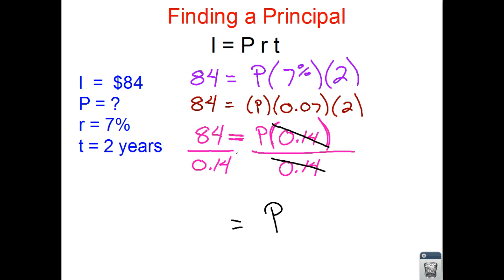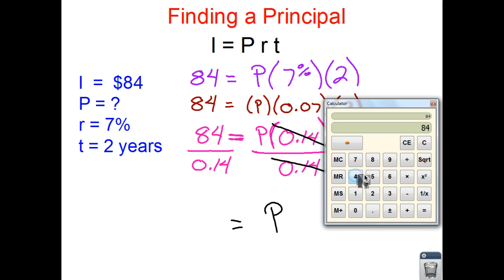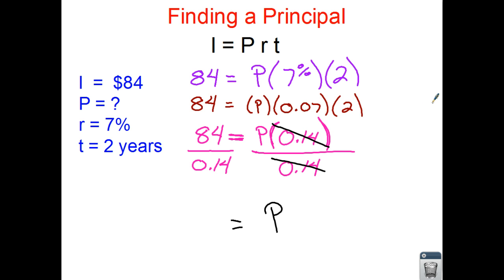So again, take out the calculator. 84 divided by 14/100ths is equal to 600. Let's check and see what they're asking for. They're asking for the principal amount, which would be money, and we have $600 being the principal amount.